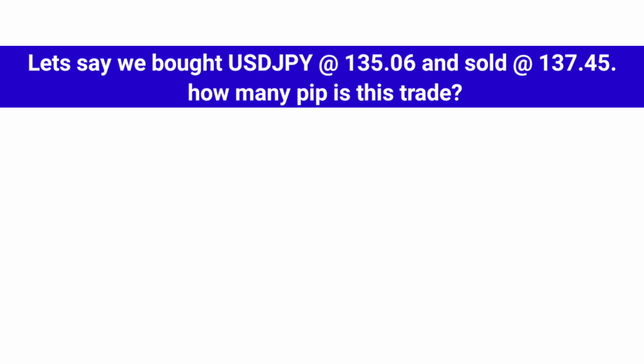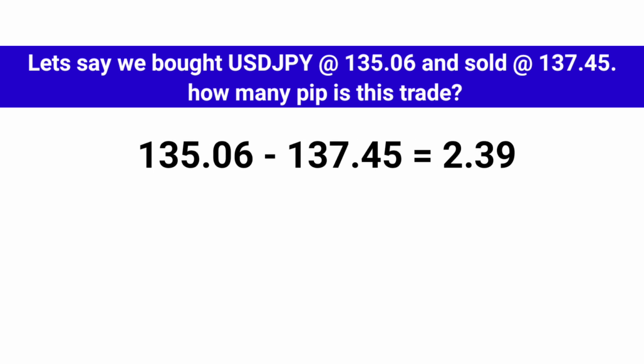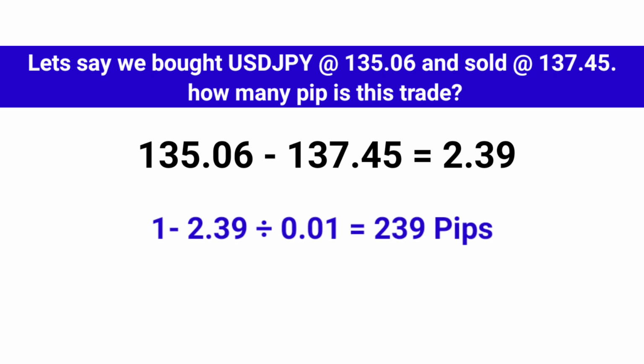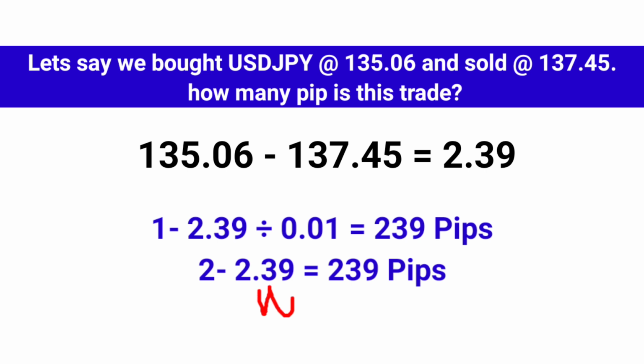1.3506 and sold at 1.3745. How many PIPs is this trade? Like we said, the first thing we want to do is to subtract the values, our entry and exit. We subtract the both of them. Once we subtract them, we can now choose the method we want to use, either by dividing by 0.01 or moving the decimal 2 places to the right to get the PIP.